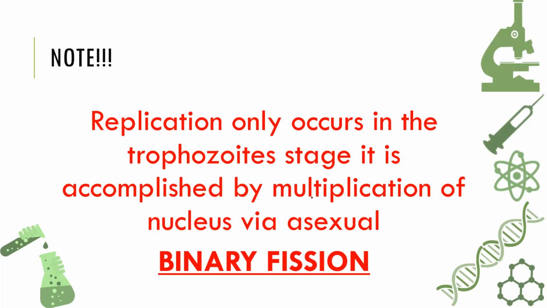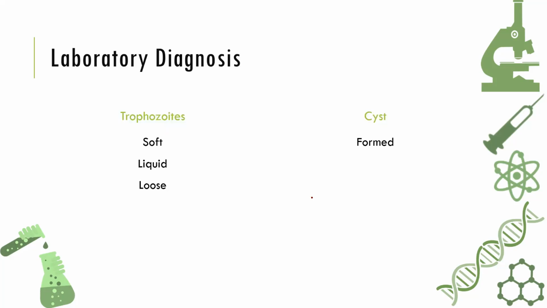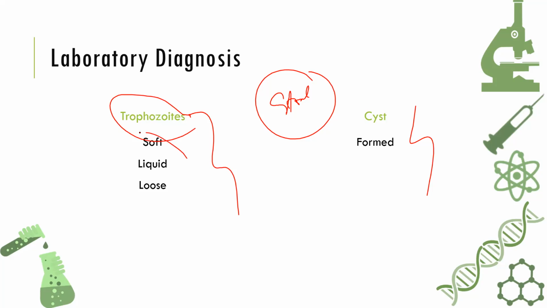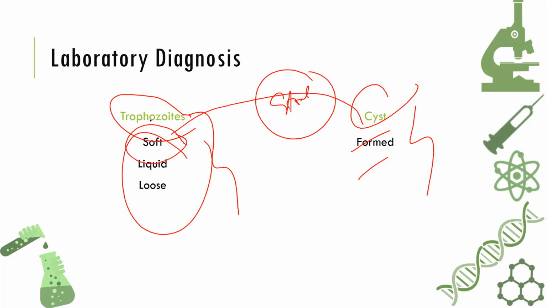Okay. So for laboratory diagnosis, since most of our amoebas are intestinal protozoans, they require stool as the sample of choice. I will not go deeper on this one because I've already explained this to you. Remember, trophozoites are usually found in soft, liquid, and loose stool, while on the other hand, we have the cyst form. But there are cases where the cystic stage can also be seen in loose or soft stool.